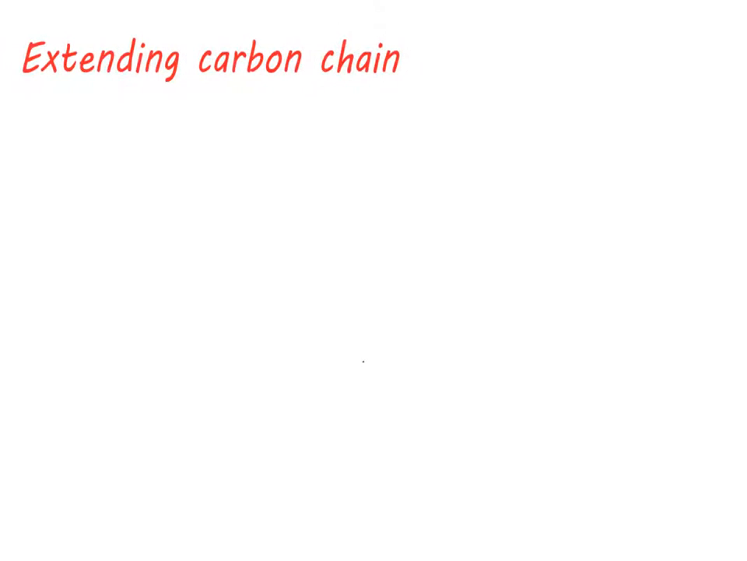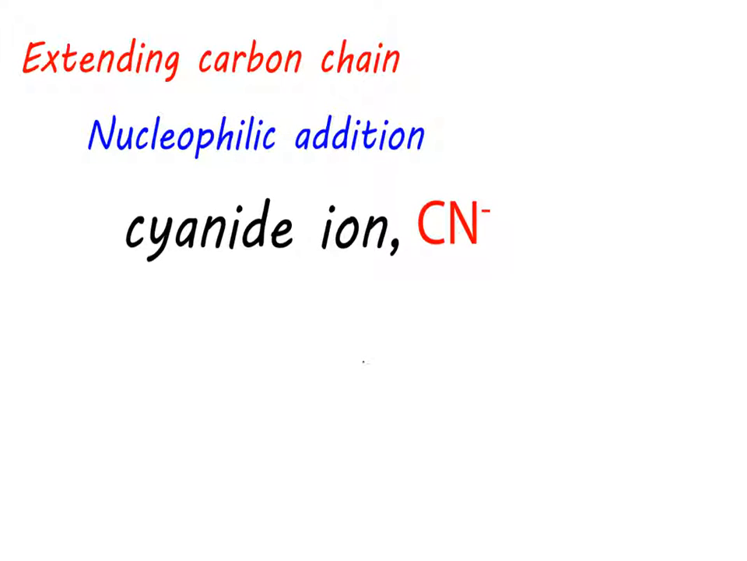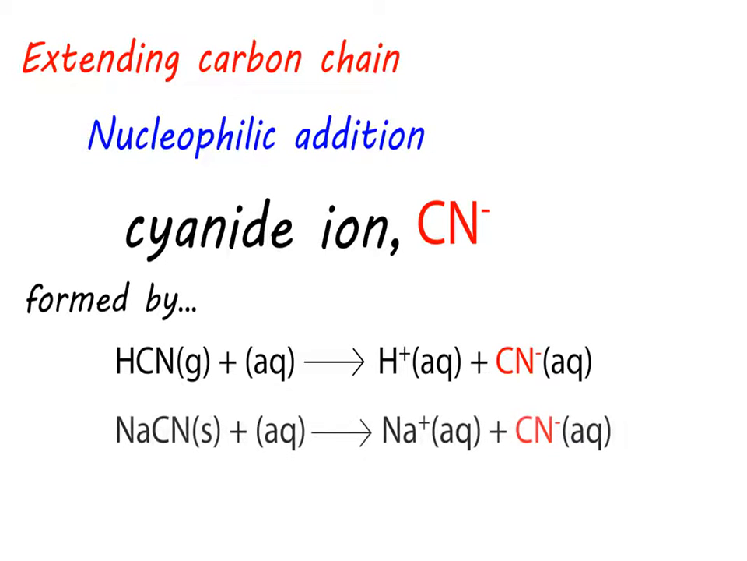A useful way of extending the carbon chain of an organic compound by forming a carbon-to-carbon bond, which is normally very tricky to do, is to react a carbonyl group with the cyanide ion CN-. This is also a nucleophilic addition reaction, with the nucleophile being the CN- ion. The CN- ions can be formed either by hydrogen cyanide, which is weakly acidic and will release CN- ions in aqueous solution, or by the use of sodium cyanide.